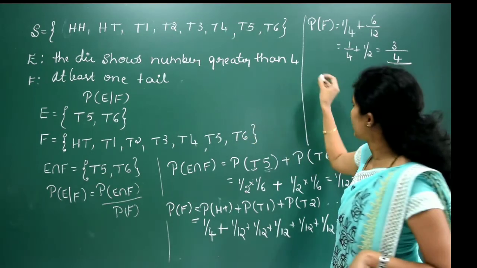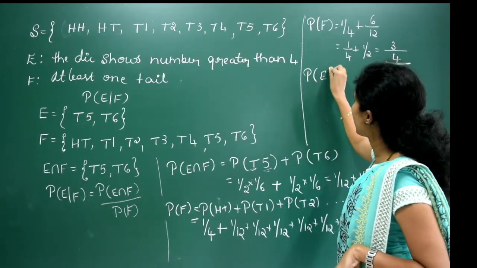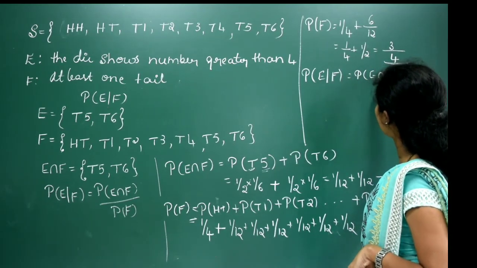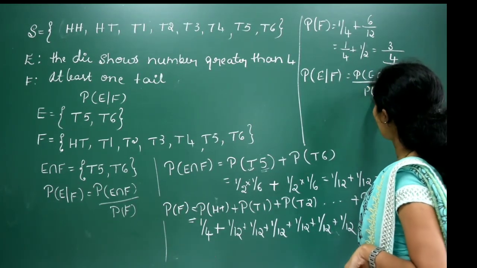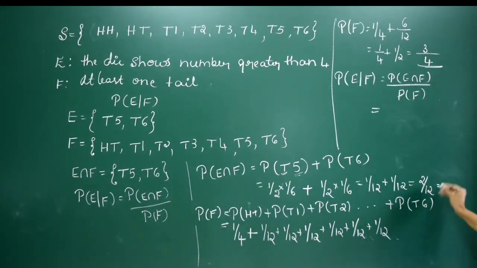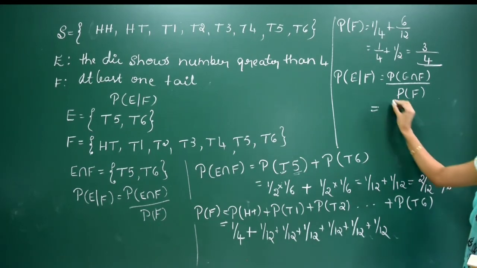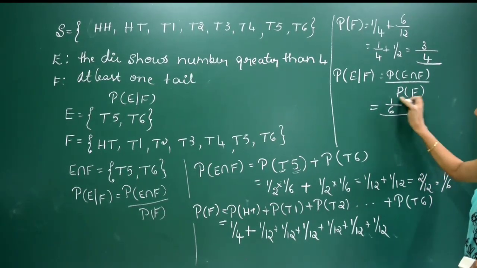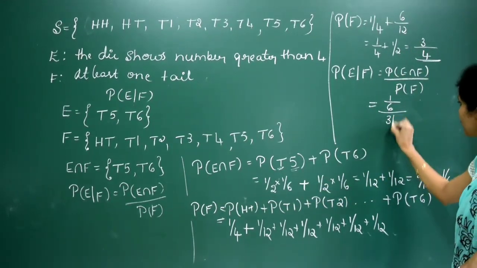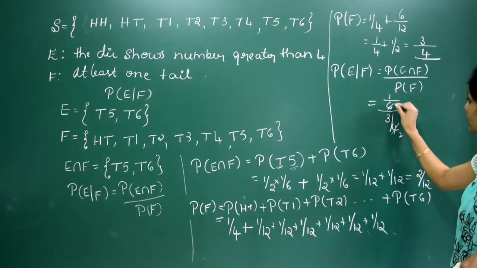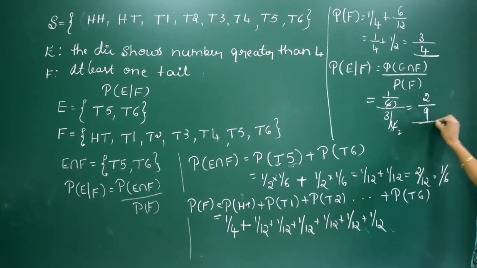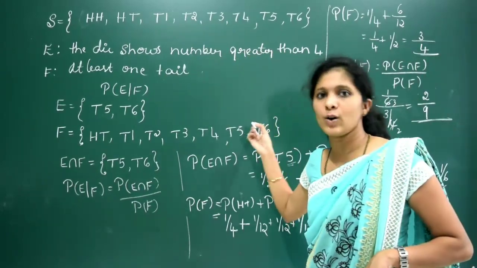Now just substitute here. P of E given F is equal to P of E intersection F divided by P of F. Now E intersection F is here 2 by 12, I can write 1 by 6. So this is 1 by 6 divided by P of F. Probability of F will be equal to here 3 by 4. So we can write this is 2 and this will be 3. It goes up, this will be equal to 2 by 9. So this is the probability of an event E where F already occurred.